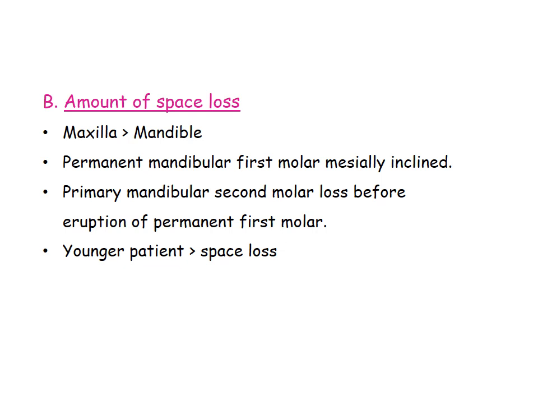It also depends upon the amount of space loss. The space loss occurs more in the maxilla than in the mandible, and the space loss is seen more if there's premature loss of the primary second molar compared to the primary first molar. The permanent mandibular first molars are mesially inclined. Primary mandibular second molar loss before the eruption of the permanent first molar. The space loss is more in younger patients.